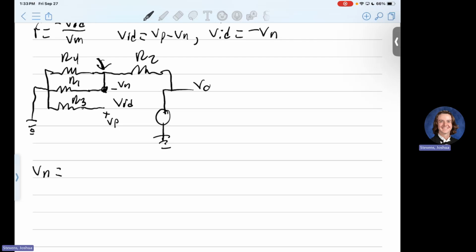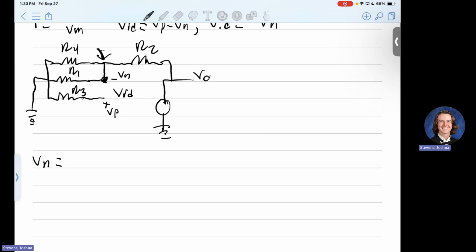Okay, why do we only pay attention to the left half part, so for R1 and R4, do you remember what the reason is? As in, the top of the voltage divider is going to be R1 and R4.